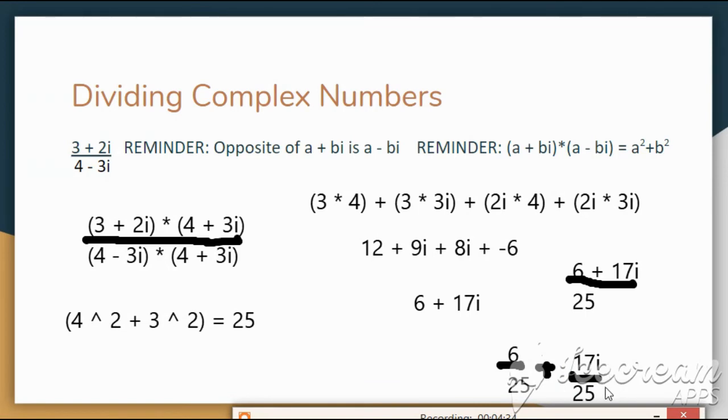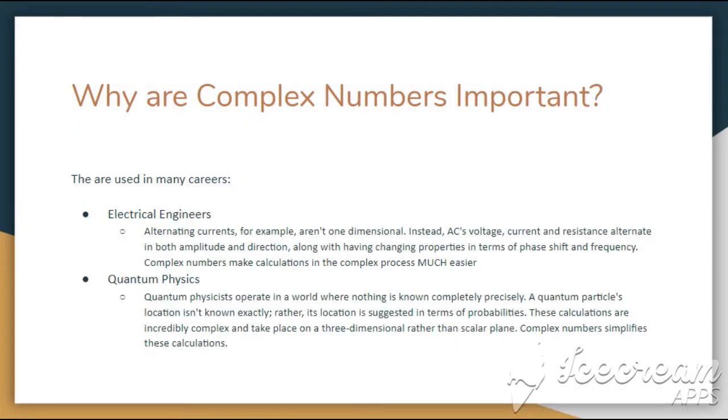And so now we're going to look at the real-life applications and why this is important to know. You probably are wondering, why are complex numbers so important? When am I going to use this in the real world if we're using imaginary numbers? However, complex numbers are extremely important in very complicated fields. I highlighted only 2 of these fields, but there are many, many careers where complex numbers are very important.